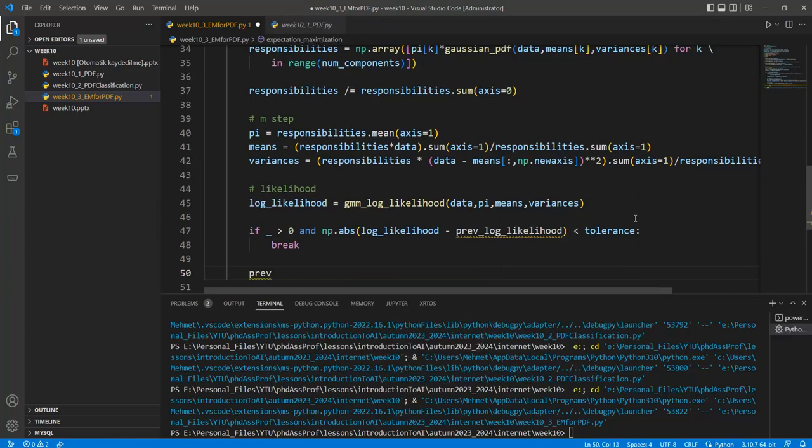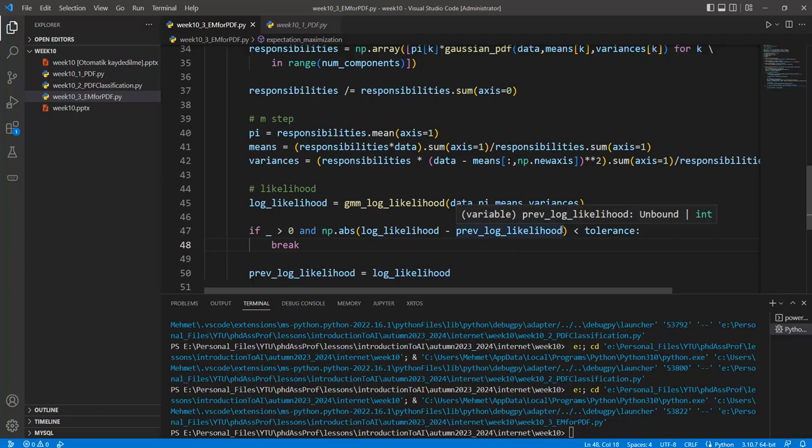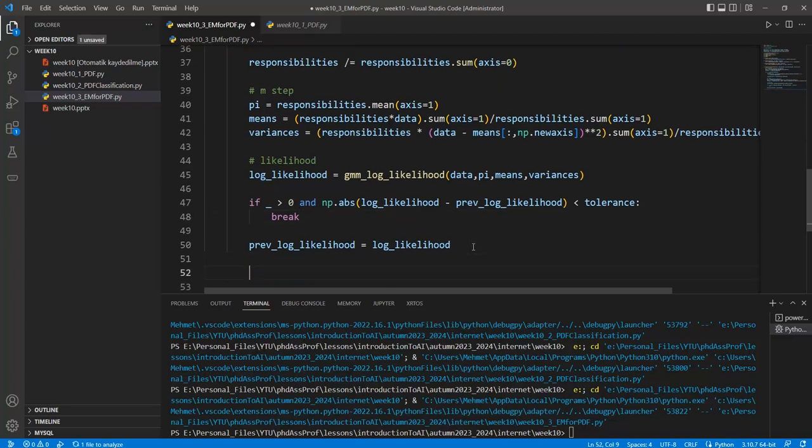But what should prev log likelihood be updated with? The log likelihood. This is why we need to pass the first step. And this tolerance is small, which means that we maximize the rate of these terms. Okay? So at the end of this code, we should return what? Pi, means, and variance values. Okay?